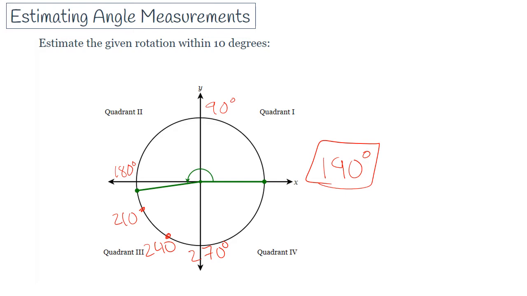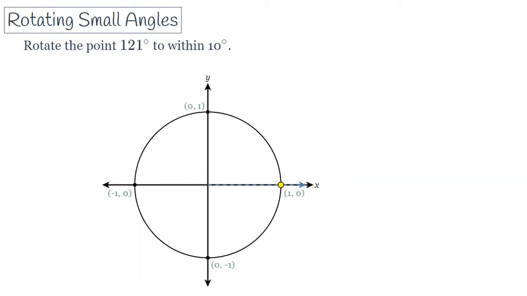Second assignment is rotating small angles. Small angles meaning all these angles will be less than 360 degrees. For this problem, they're going to give you the angle, and you have to drag this point right here around the circle to create a 121 degree angle. Well, here's 90 up here, so it's got to be past that. Here's 180, so it's got to be less than that.